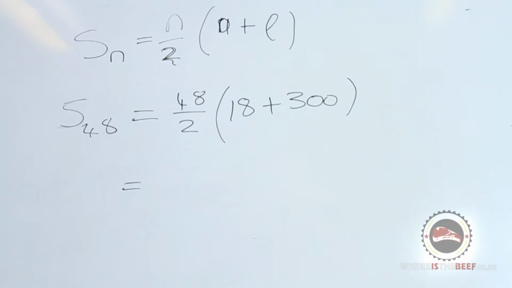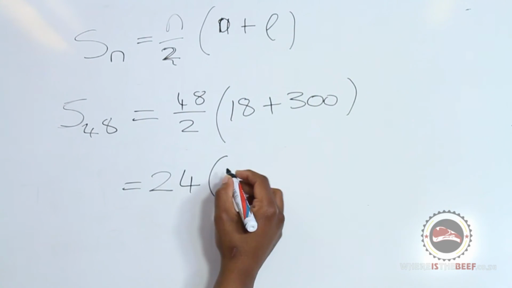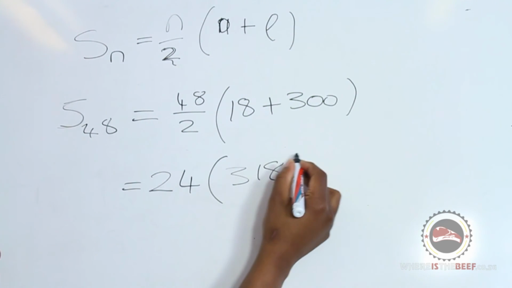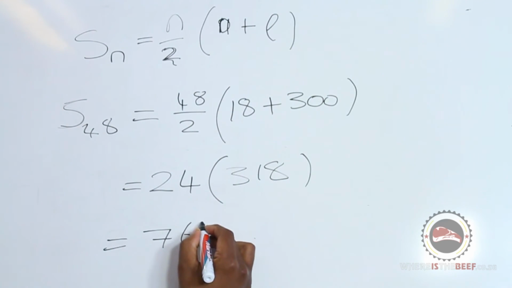Everything is simple. You see, if you understand what the formula actually means, if you understand all the components that make up your formula, then you really find it easy to find the answer. Everything else is just calculations. So what do you have? You have 24 multiplied by 318. And that would give you 7,632.